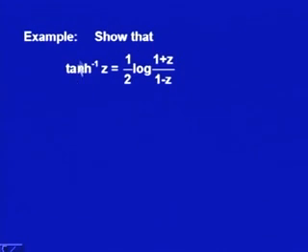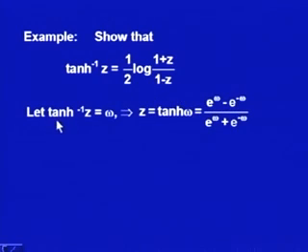Now, in this example, I will show that tan hyperbolic inverse z is equal to half of log of (1 plus z) over (1 minus z). To prove this, I consider tan hyperbolic inverse z is equal to w, and from here we can say z is equal to tan hyperbolic w, and tan hyperbolic is sin hyperbolic w divided by cos hyperbolic w. So, this is the formula I have for sin hyperbolic, this is for cosine hyperbolic.